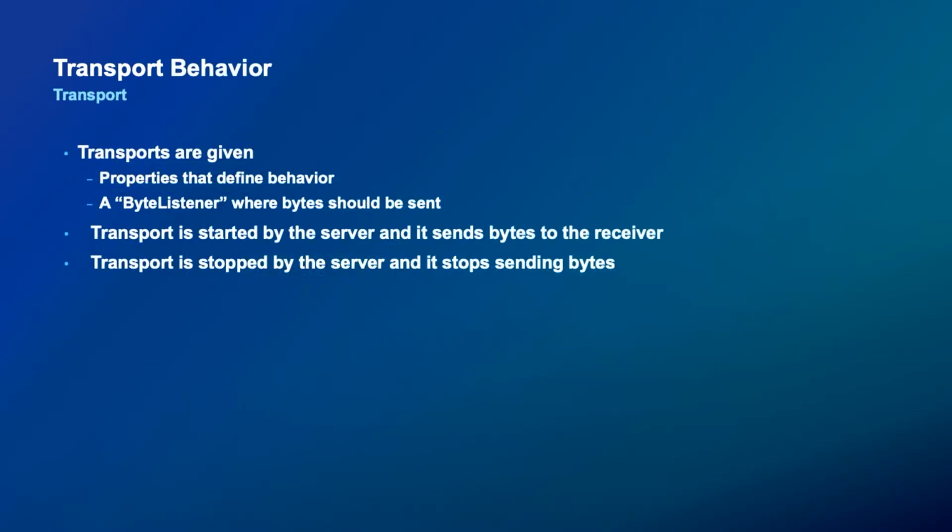Transport behavior is not the same as the behaviors of other components. An inbound transport receives the user-configured properties from the GeoEvent server. It also receives the byte listener, which is a Java interface, from the server. It uses the interface to push data to the adapter for parsing. An inbound transport is started and stopped by the server. When it's started, it sends data to the server. When it's stopped, it stops sending data.